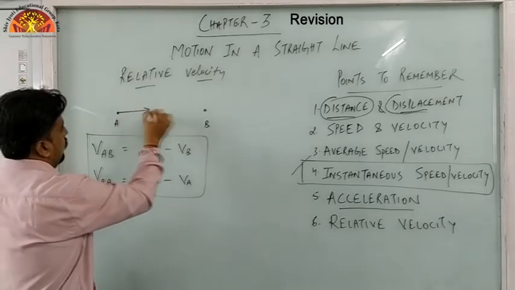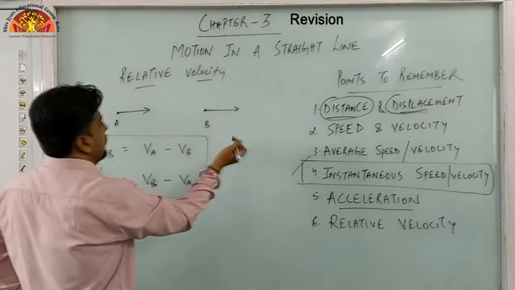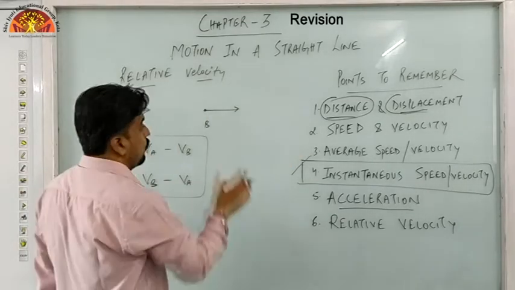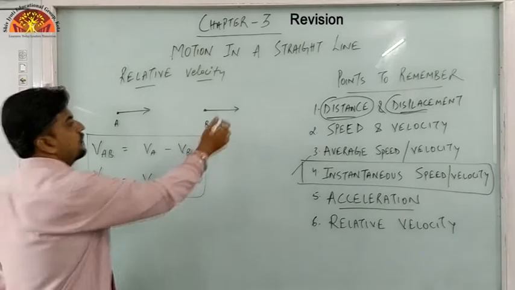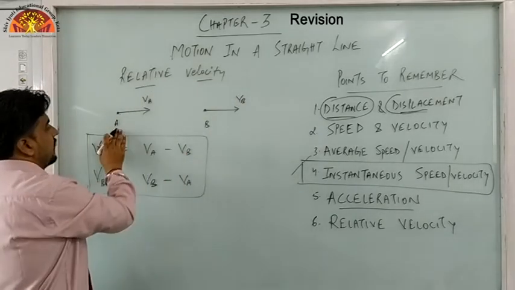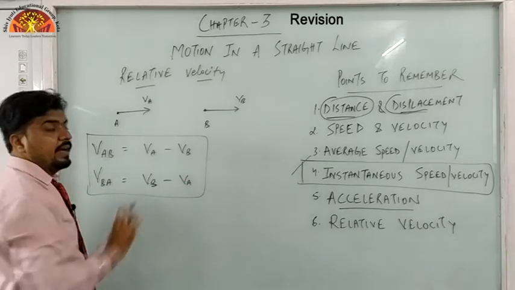Let's say both the bodies are moving in this direction, okay, and we are taking this direction to be positive. Movements in this direction would be taken as positive, so the velocity would be VB and the velocity would be VA. So the relative velocity would come out to be VA minus VB.